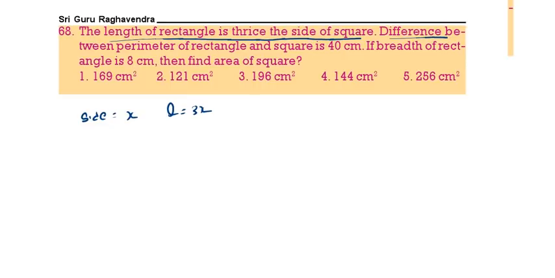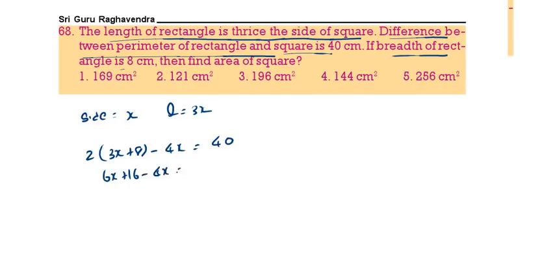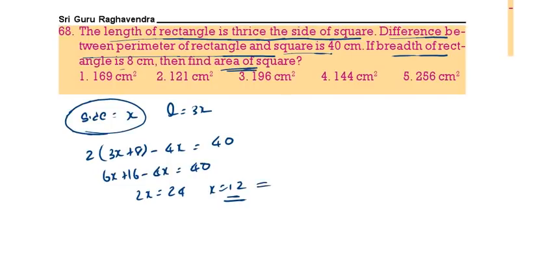The difference between the perimeter of rectangle and square. So perimeter of rectangle 2 of 3x plus the breadth of rectangle is given 8, minus 4x is equal to 40. 6x plus 16 minus 4x is equal to 40. 2x is equal to 24, x value 12. If x value 12, side of the square is 12, we want area of square, that is 12 square. What is 12 square? 144. 4 is the correct answer.